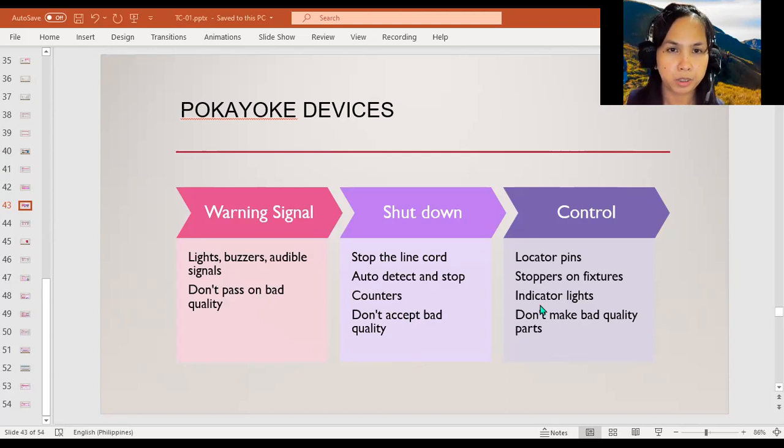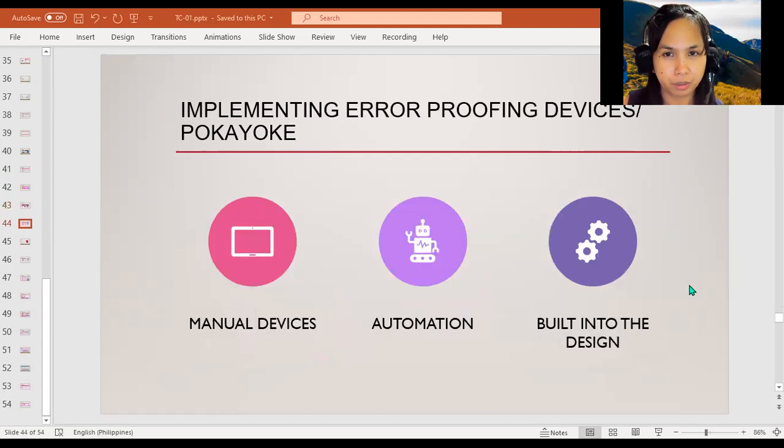Now that said, no matter what type of error proofing device is used, there are many different ways of implementing them. Let's go over implementing error proofing devices. The first, manual devices. They're often found to be extremely effective and inexpensive. In other words, we may add a locator pin to a fixture, making it easier to load a part.